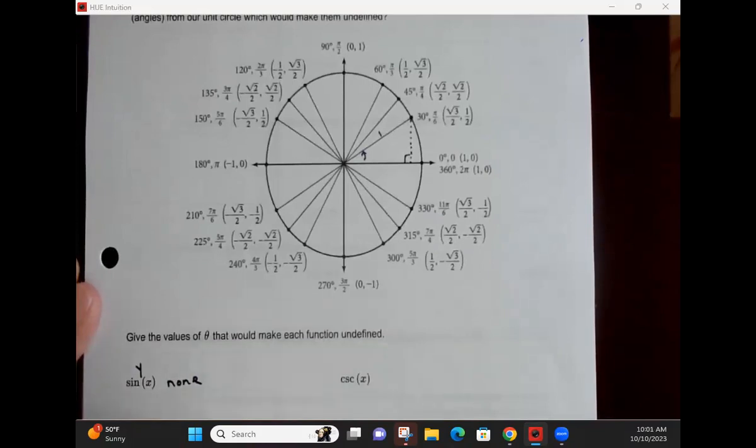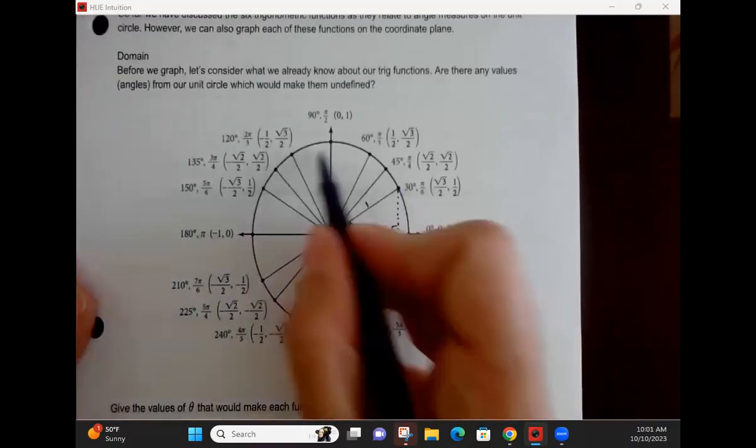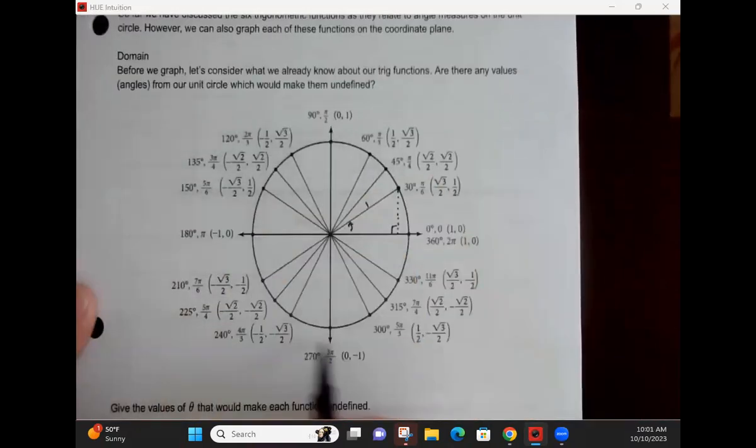For cosine, remember, cosine is our x coordinate. Are there any points on the unit circle where the x coordinate is going to be undefined? No, you can have an x for any of those places.